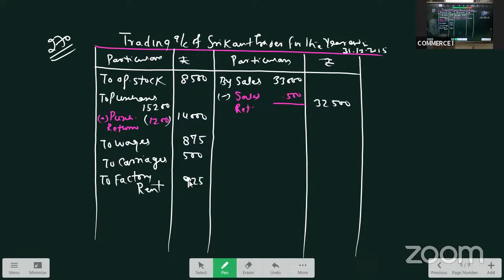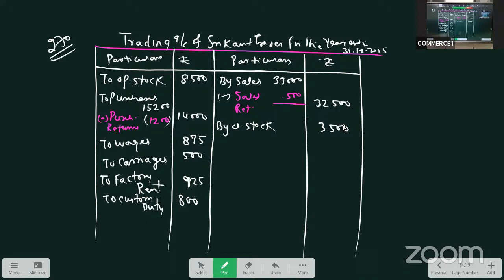Then sales return is already taken. Custom duty. All sorts of duties, custom duty, excise duty, import duty, all will be taken on the debit side. Then we have closing stock. Closing stock we take on the credit side. Sir, how did you make out whether it is closing or opening? See the date. Closing stock on 31st December 2015 is given. So obviously this is the closing stock. So all the items are posted on the proper side.